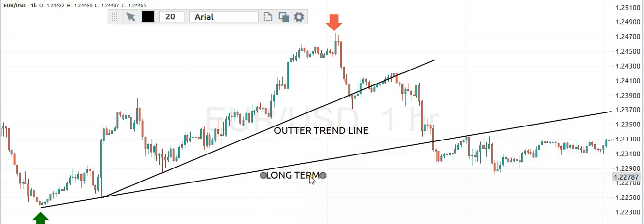And let me just edit this here: my long-term trend line.